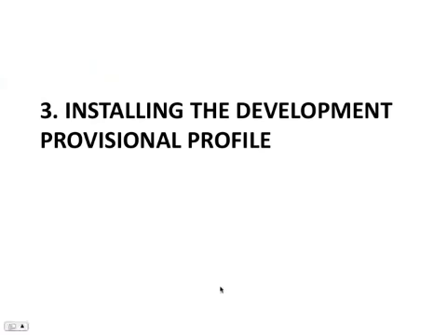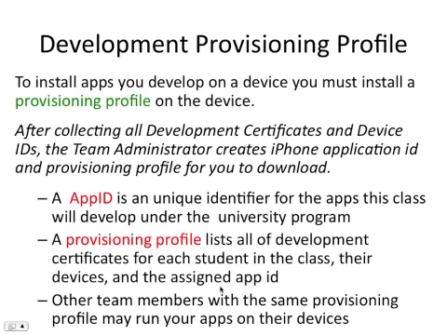So your last step is to install the development provisioning profile. To install apps that you develop on a device, you must install the provisioning profile on the device. After collecting all the development certificates and device IDs, the team administrator creates an iPhone application ID and provisioning profile for you to download.